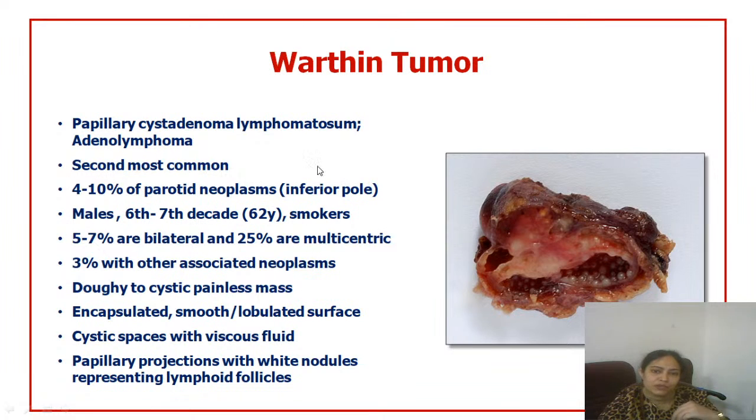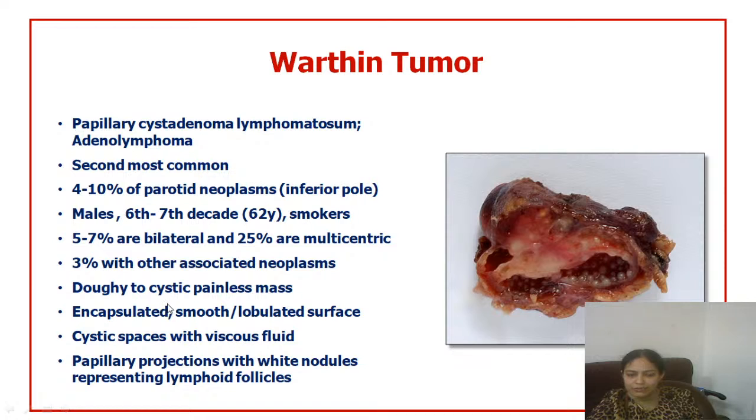Next, coming on to the second most common benign tumor, Warthin tumor, which was previously known as papillary cystadenoma lymphomatosum. Very complicated name, you don't need to remember that anymore. It was also known as adenolymphoma. It's most commonly seen in the parotid, where it occurs in males, typically in elderly males who are smokers. This tumor can be bilateral, it can also be multicentric. Very often, in 3% of cases, it is associated with other neoplasms, so you can get other benign or malignant tumors along with a Warthin tumor.